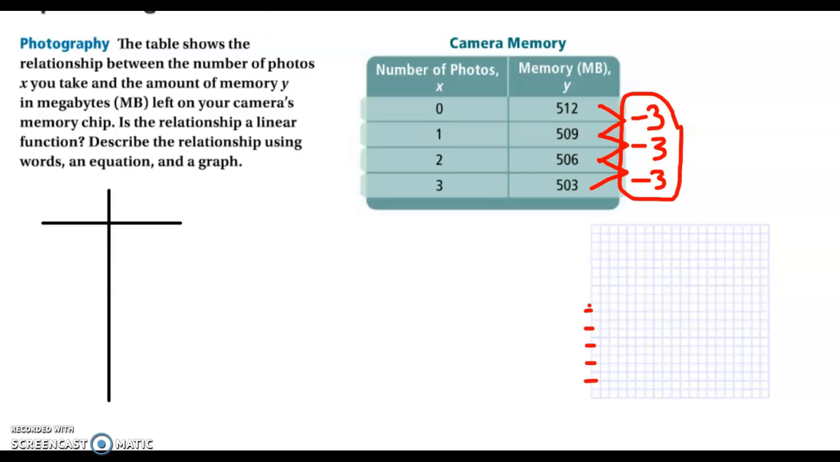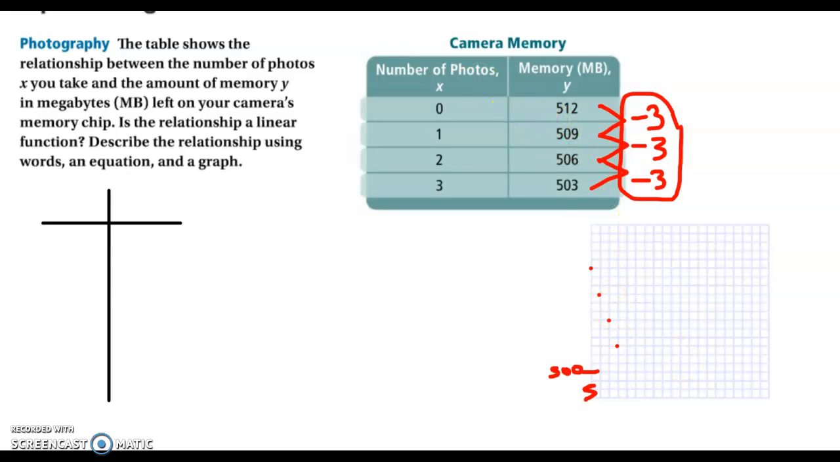Actually, let me do this. Do you remember back in middle school how you would do a break? So let's do a break and then start counting by 500. And then we'll count by 1. So here's our break symbol. Then we've got 500, 1, 2, 3, 4, 5, 6, 7, 8, 9, 10, 11, 12. So here's 0, 512. Then 1, 509. Then we've got 2, 506, 3, 503.